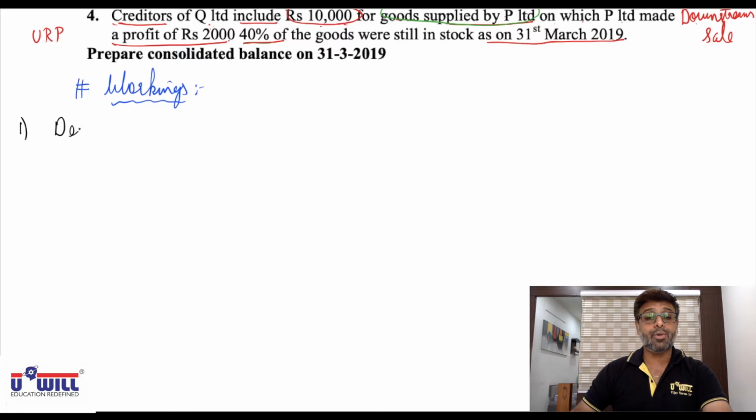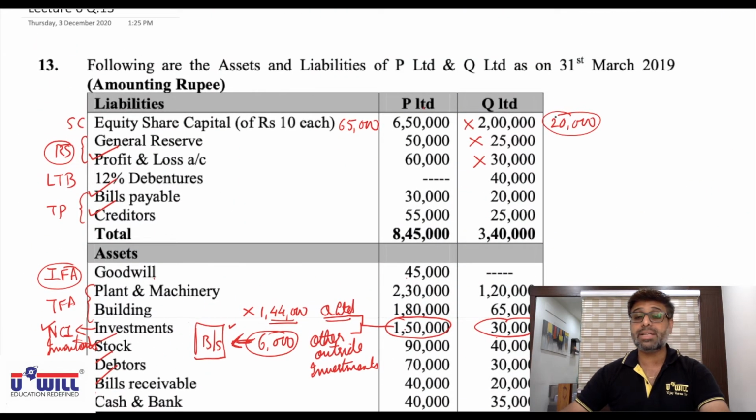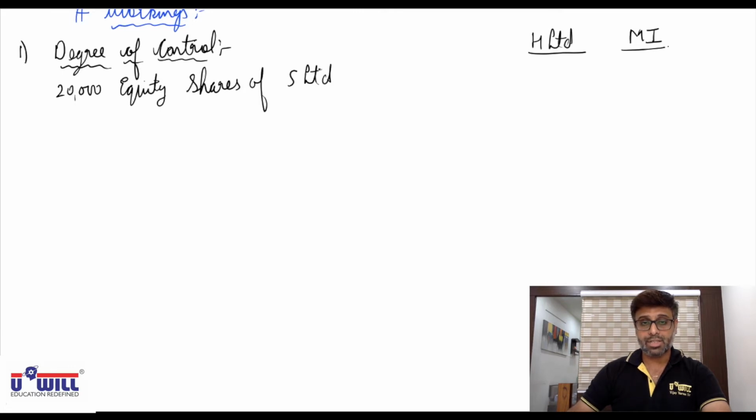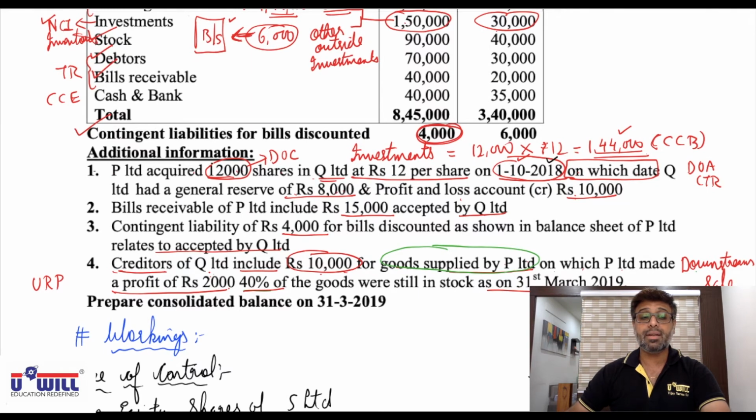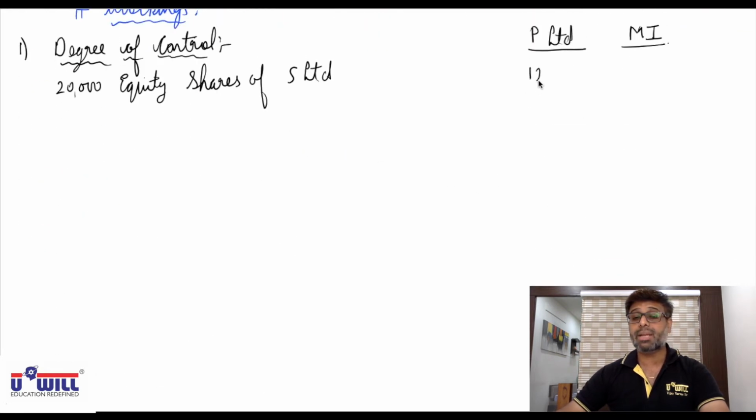First working, degree of control. All of you write down first working, degree of control. 2 columns will be there, H Limited and minority interest. Now total how many shares are there in subsidiary company? 20,000. So all of you write down 20,000 equity shares of S Limited. Now out of this 20,000 shares of S Limited, how many are acquired by holding companies? Look at adjustment 1. P Limited acquired 12,000 shares. It's not H Limited here, the name is P Limited. So out of this 20,000, 12,000 shares are acquired by P Limited as per adjustment 1. Remaining 8,000 are with minority shareholders.